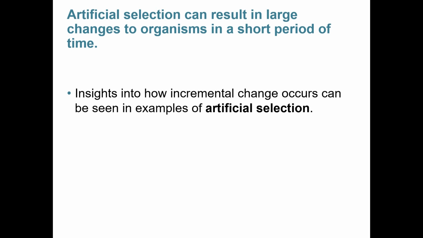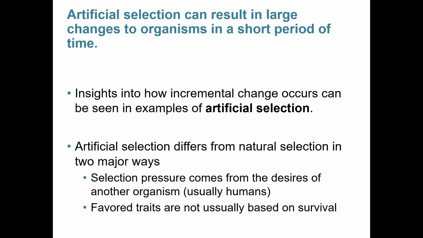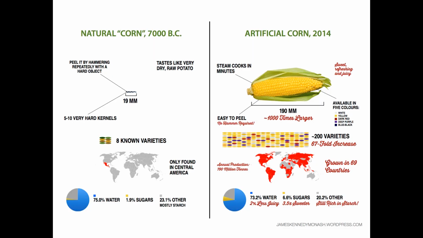Artificial selection differs from natural selection in 2 major ways. The first is that the selection pressure comes from the desires of another organism. Most of the time, that's going to be humans. So humans decide what traits they consider valuable, and they select for those traits. And the second is that these favored traits are usually not based on survival and reproduction, which is not the case for natural selection. An example of this would be how we select crops. For example, natural corn used to be extremely small, and even though it was edible, it wasn't particularly efficient to grow. However, humans have selected for different varieties of corn that are capable of growing in different environments, produce a lot more sugar, and are much larger.